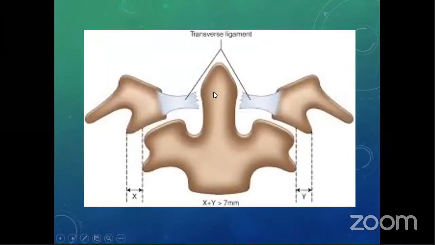Here you can see that normally when the transverse ligament is intact, this distance is not present. When there is injury of the transverse ligament, these fragments of the atlas displace laterally, creating a distance. If this lateral overhang, bilaterally combined, is 7 mm or more, then we will label it as injury of the transverse ligament.